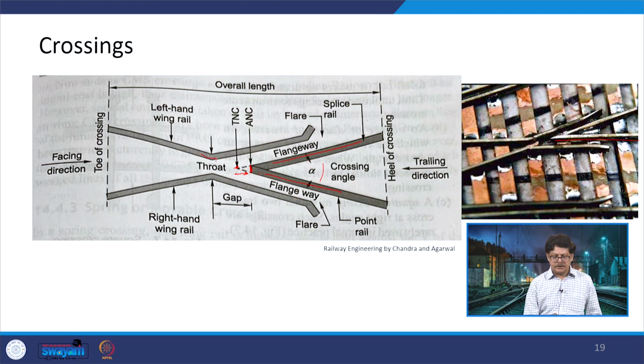There is a gap here. This gap is known as the throat, because if you look in this direction it looks like that. This is the flangeway distance being provided between the wing rails and the lead rails, and the overall length of this crossing is going to be from the toe of the crossing to the heel of the crossing.